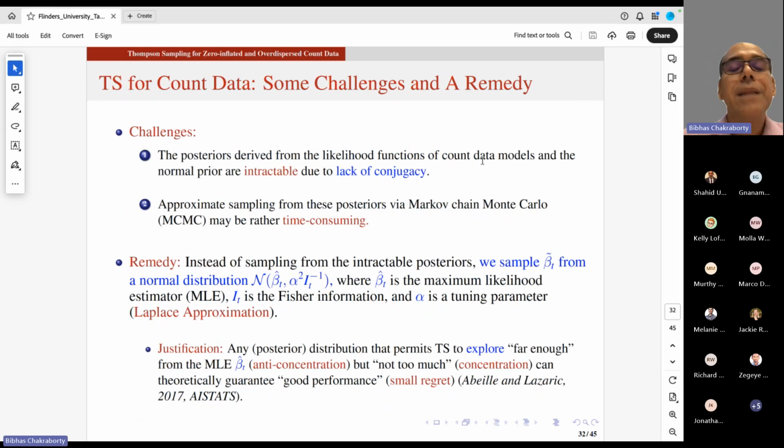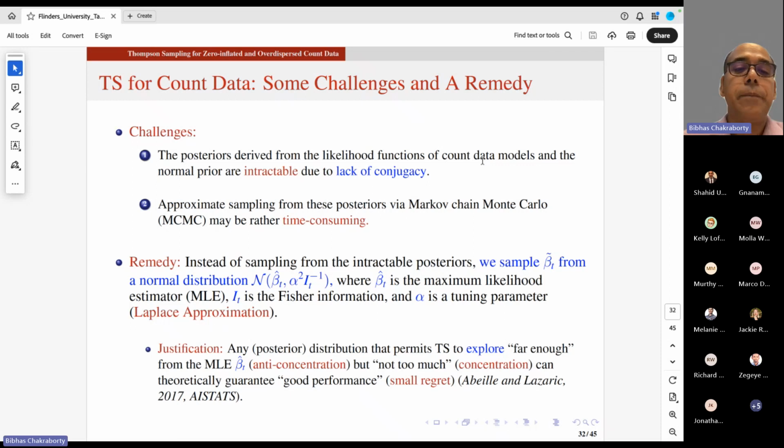So what are the special challenges of count data, and how could we get around them? The challenge is that the posteriors derived from the likelihood functions of count data models and the normal prior are intractable due to the lack of conjugacy property. And if you want to do approximate sampling by Markov chain Monte Carlo, then that may also be very time consuming. Is there a quick fix to address this?